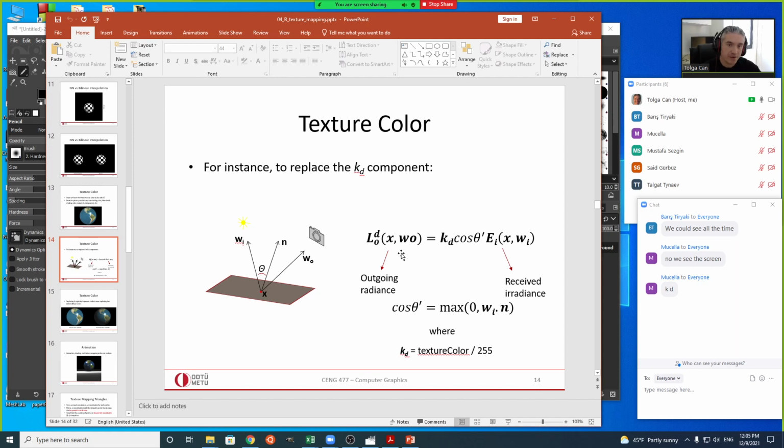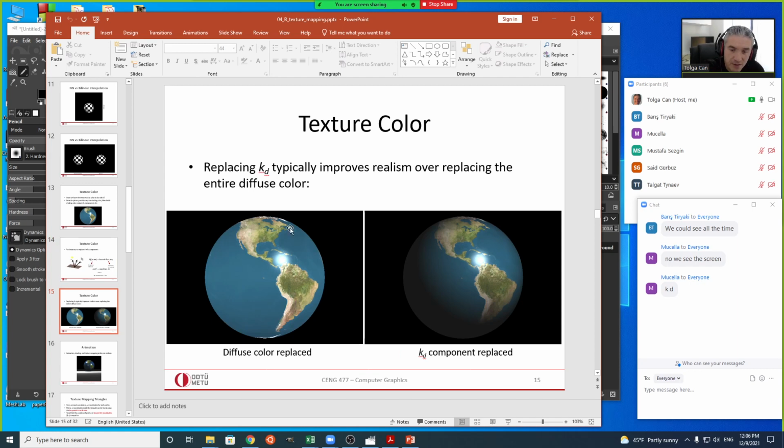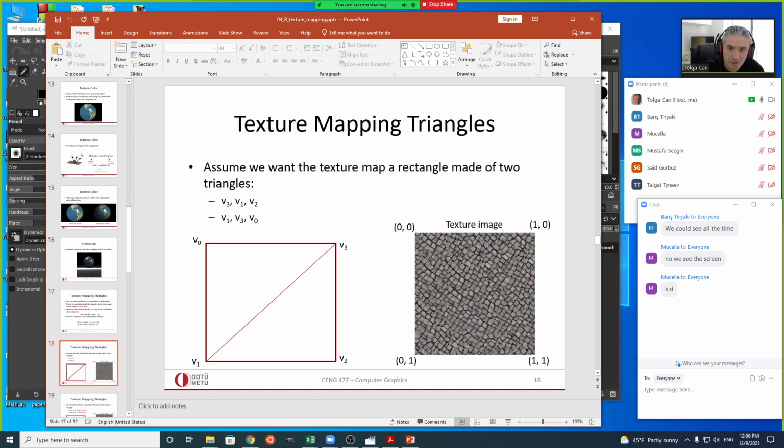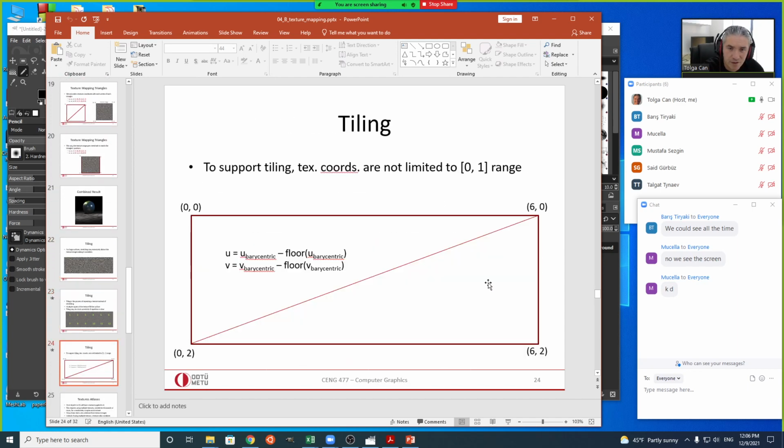Okay, so there are various ways you can use this fetched texture color, whether it's the diffuse reflectance coefficient or the entire color is replaced. This one replaces the diffuse color completely with no normal vector adjustment. But if you just replace the reflectance coefficient, the KD component, and compute the color, taking into account the normal vector of the surface, we are going to have a more realistic representation.